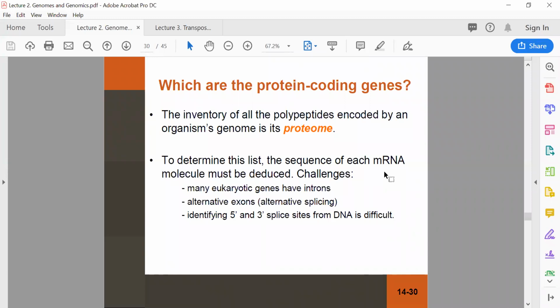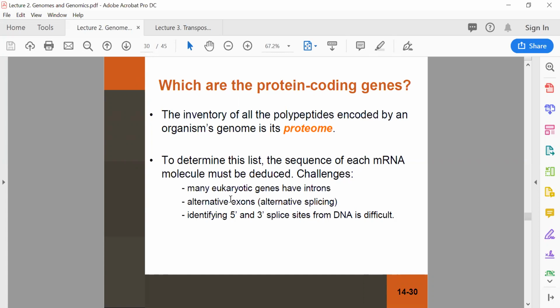All right, a challenge to working out a proteome is that many of the eukaryotic genes actually have introns. It's now known that many genes have alternative exons. So what you might identify as being the exon regions within a gene, these can change depending on environmental conditions.